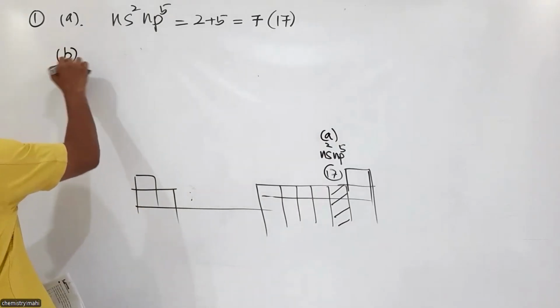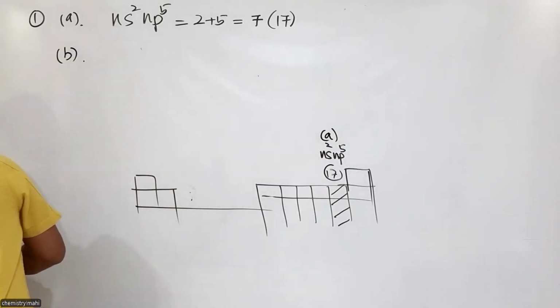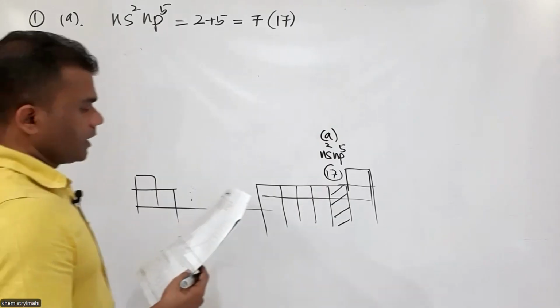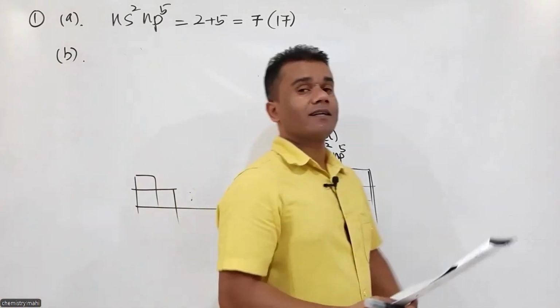So what is the B part? B part is about elements that have 3 unpaired p electrons.